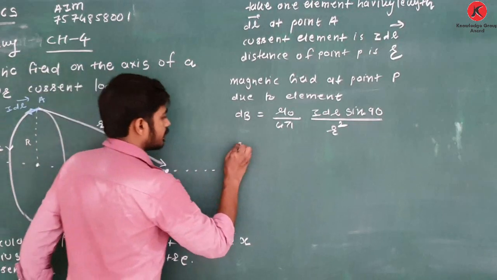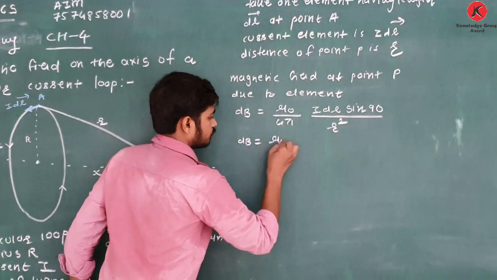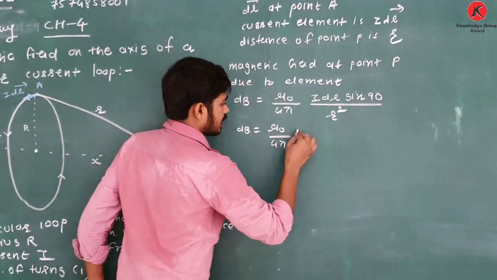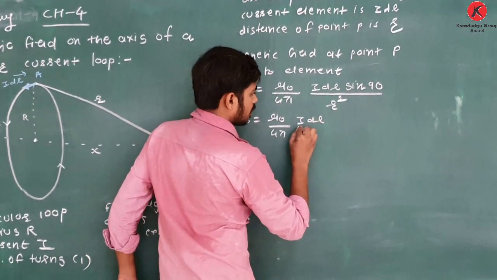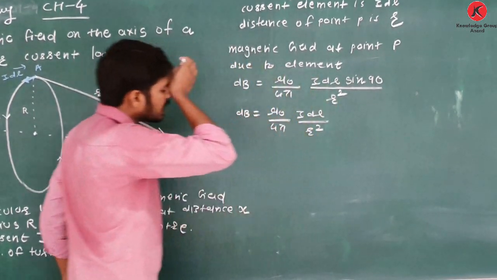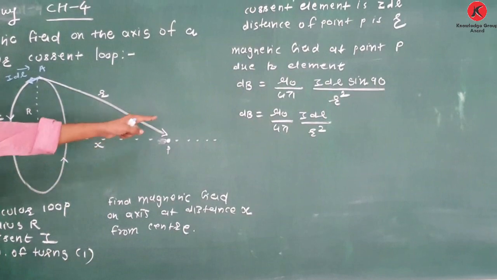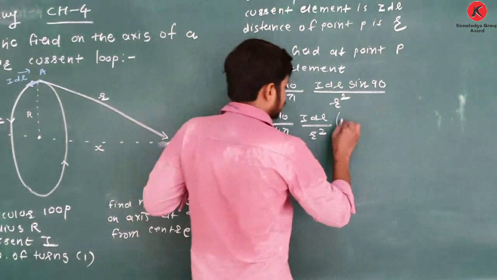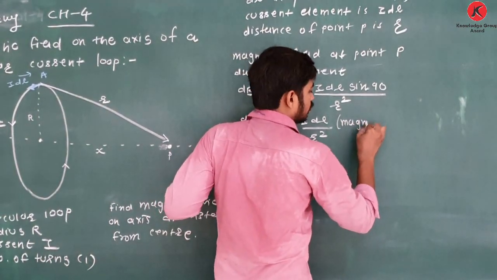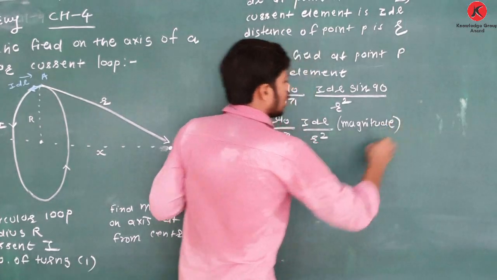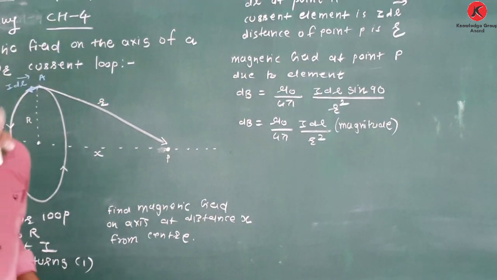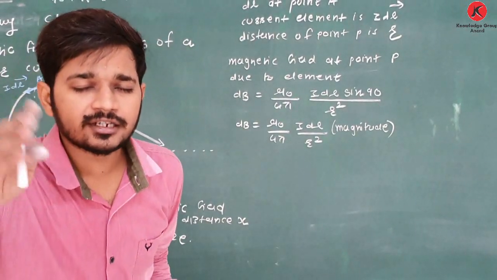Okay, so dB is equal to mu 0 upon 4 pi, I dl upon r square. Now it is only the magnitude, students. What about direction? We cannot add magnetic fields directly.